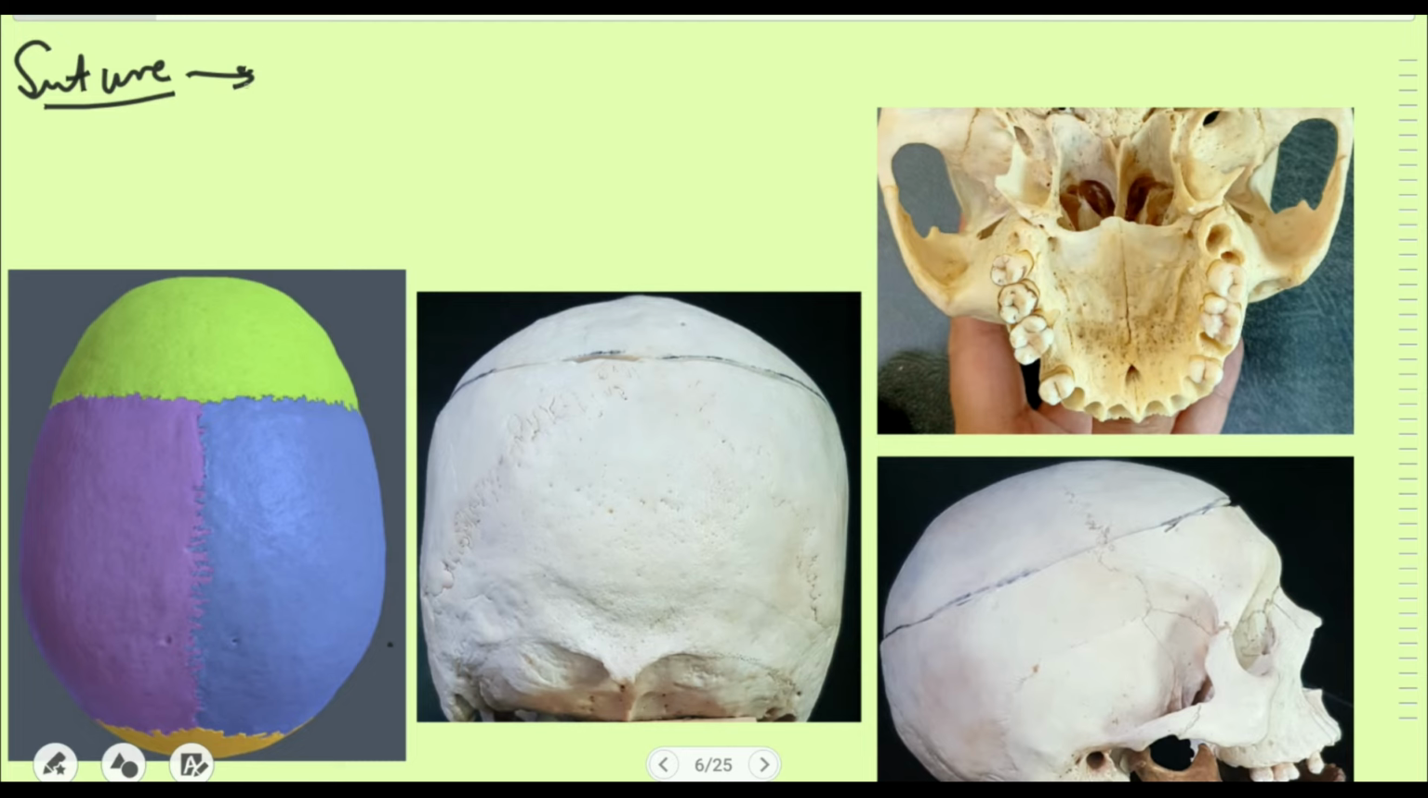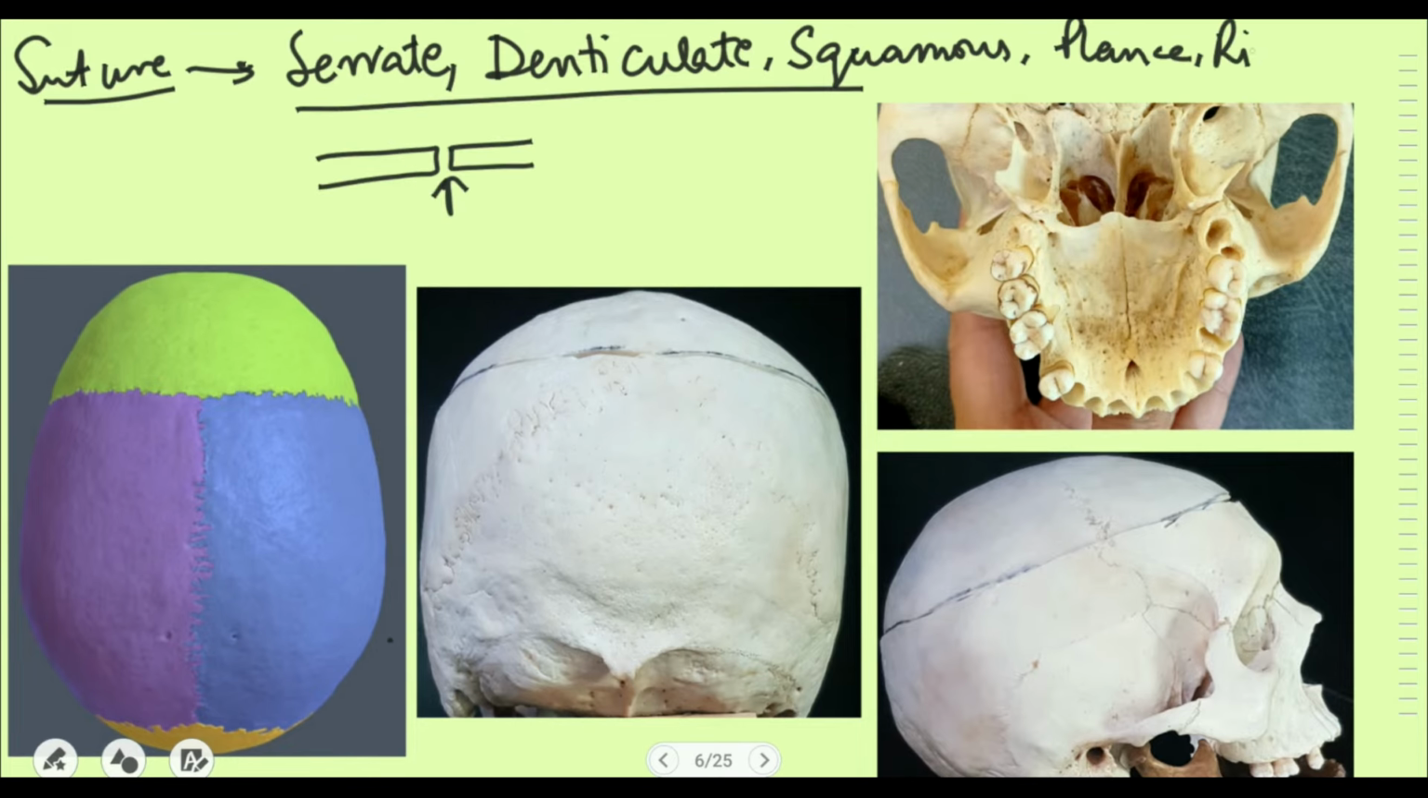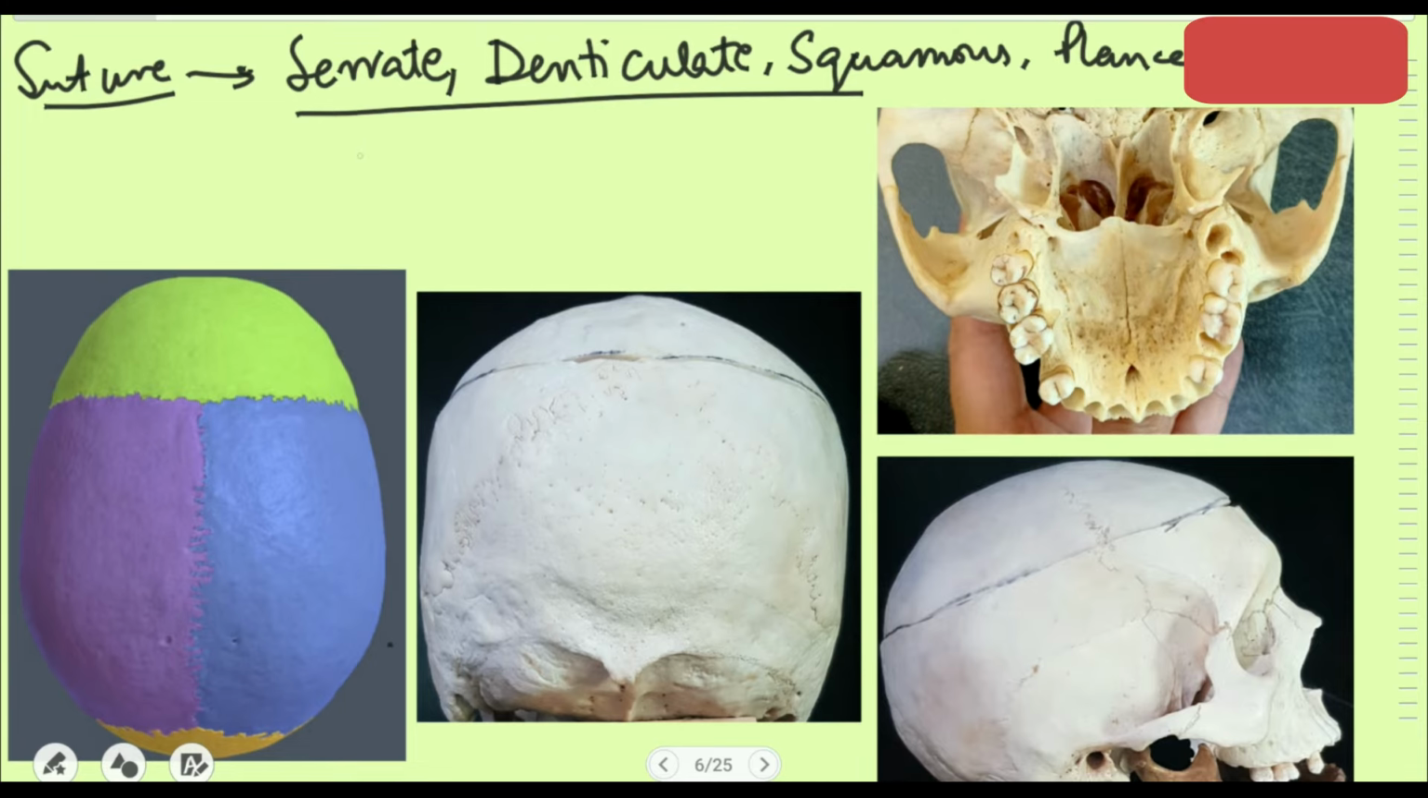Now further categories of the sutures. The further categories of the sutures are the serrate sutures, the denticulate sutures, the squamous sutures, the plain sutures, and lastly the ridge and groove type of the sutures. This is the morphological classification, and the basis is the shape of the contact: at the level of contact, what is the shape of the two bones.